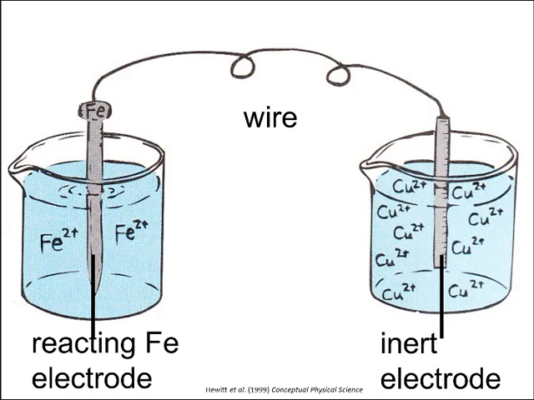And so all we need to do is provide an external circuit, a wire, joining the 2 electrodes where this can happen. Here we have an inert electrode which doesn't actually participate, but it just transfers electrons as needed. And here we have an electrode which actually does participate because the iron of the electrode changes into iron ions.